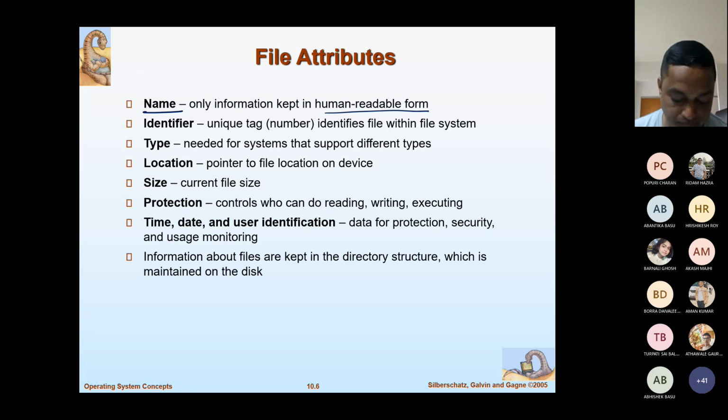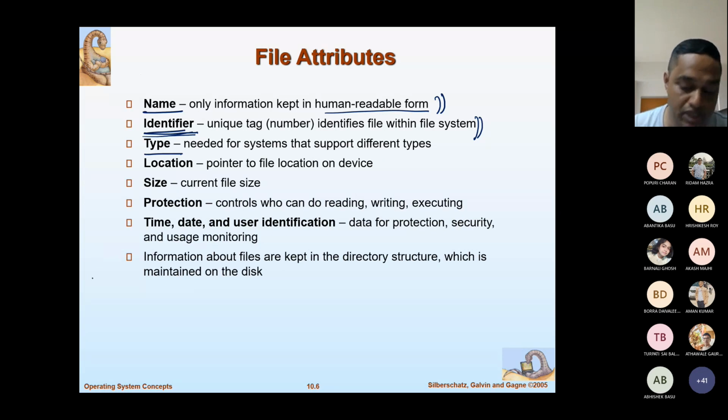So that is the name of the file. Then you have a unique identifier, just like you have a roll number or registration number, which is a unique identification as a student of NIT Durgapur. In the same way, each file will have a unique ID, which is used by the system to uniquely identify the file. Whereas the name of the file is used by the user. I mean, the user can identify the file with the name, not through the identifier.